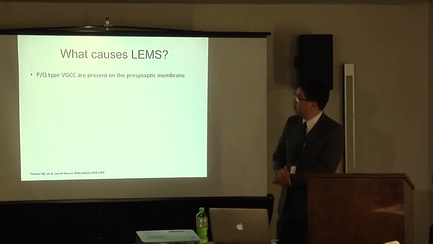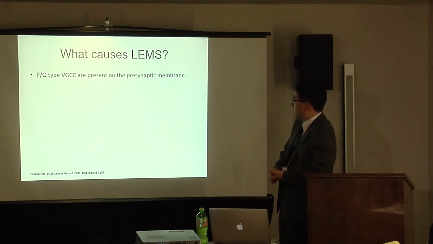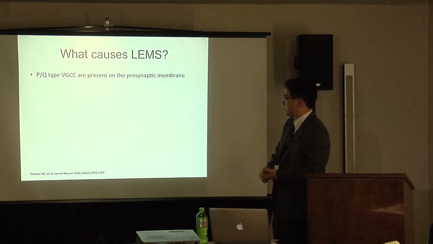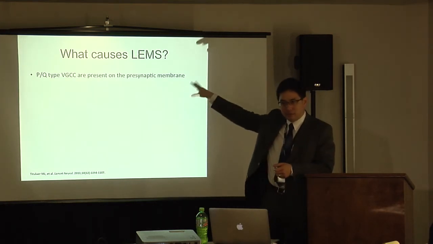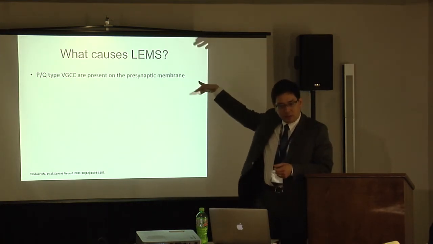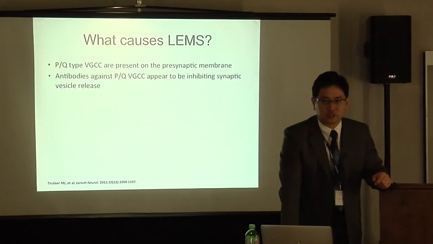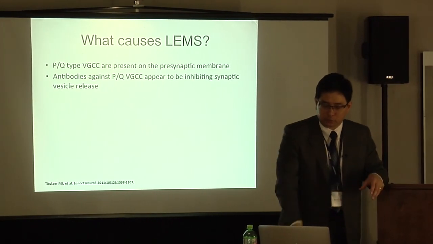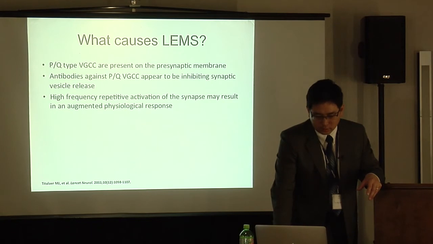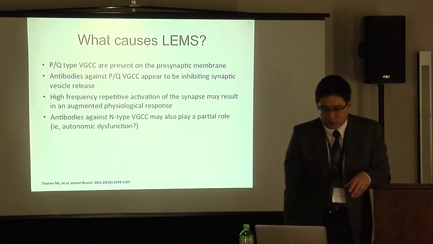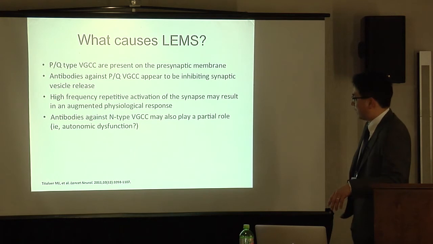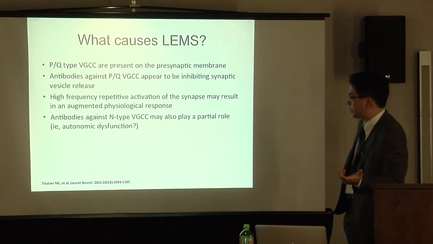Any other questions? All right. So we believe that this antibody against the PQ type voltage-gated calcium channel is what's causing it. It's present at the presynaptic membrane. That's the part where I showed the upper part of that cartoon. Okay. So antibodies appear to inhibit synaptic vesicle release, so it prevents those little balls from being released into the neuromuscular junction. High frequency stimulation, repetitive activation of the synapse, may result in a better response. So that's kind of the idea behind the exercise.